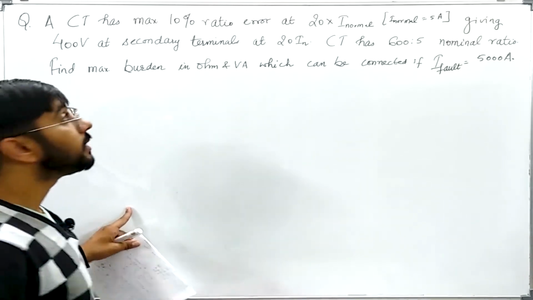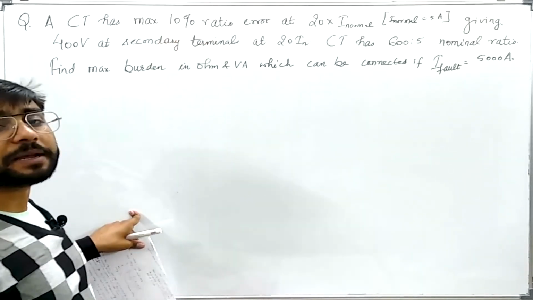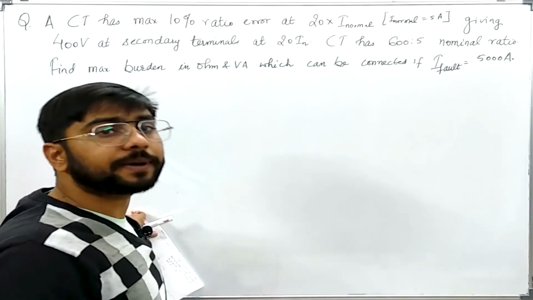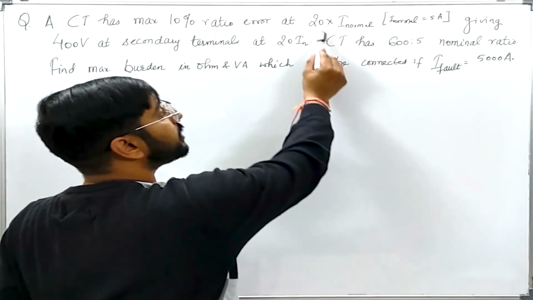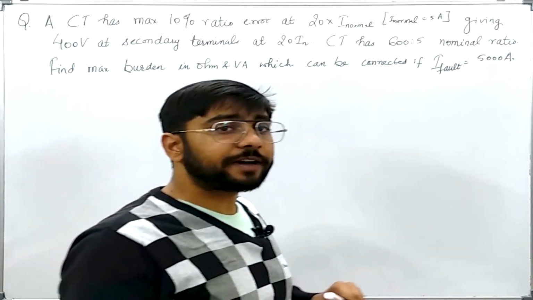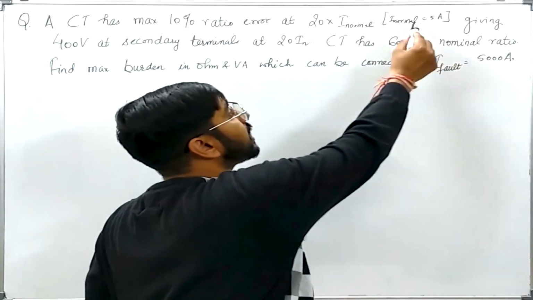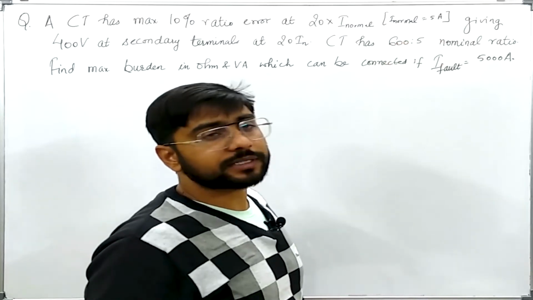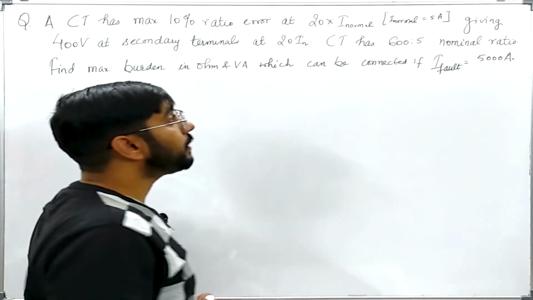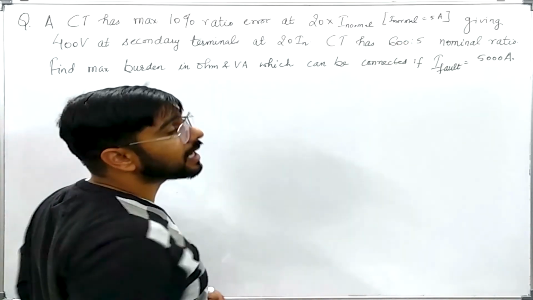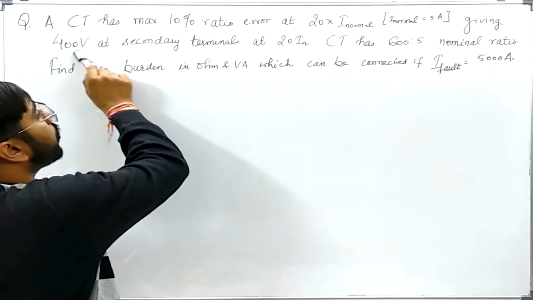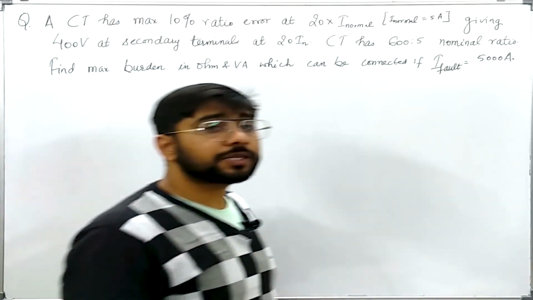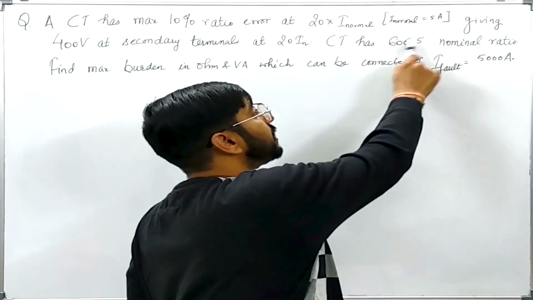We are given that there is a CT which is having maximum ratio error of 10% at 20 times of the normal current. So this 20 is the accuracy limiting factor here, and the normal current given is 5 ampere on the secondary side. Now at this 20 times of normal current, the secondary terminal voltage of the CT is equal to 400 volt. The nominal ratio of the CT is given as 600:5.